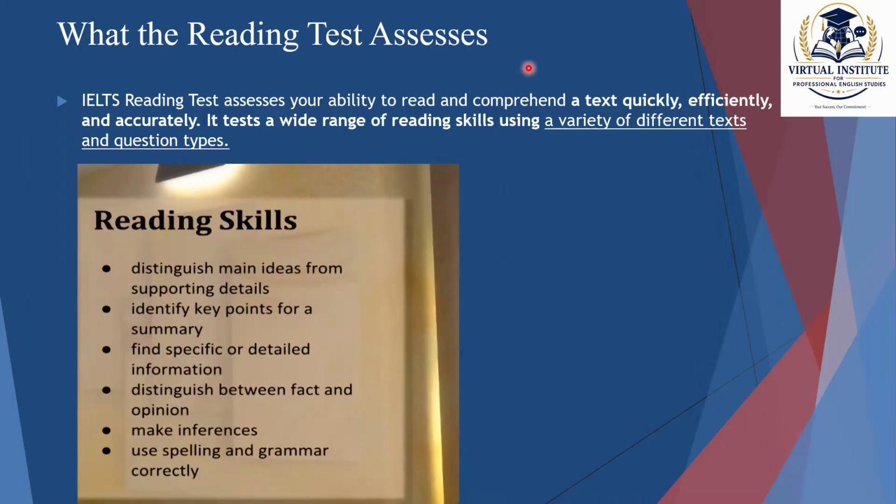If you can read quickly, efficiently, and accurately, it means that you can easily do your job and easily answer all the 40 questions, right? It assesses a wide range of reading skills using a variety of different text and question types, as we have mentioned. The reading skills required for IELTS reading are, first, to distinguish main ideas from supporting details. As a reader, you should be able to distinguish where the main idea is and where the supporting details are in a text, right?